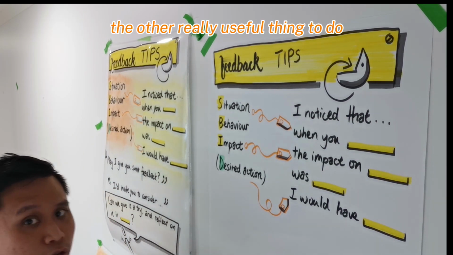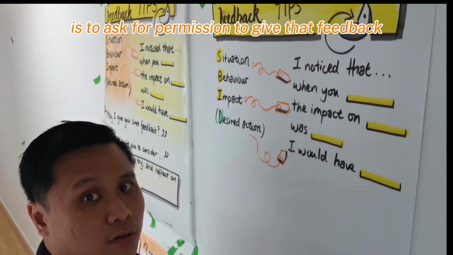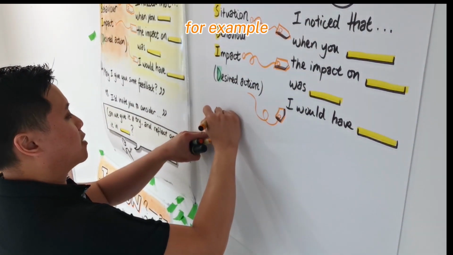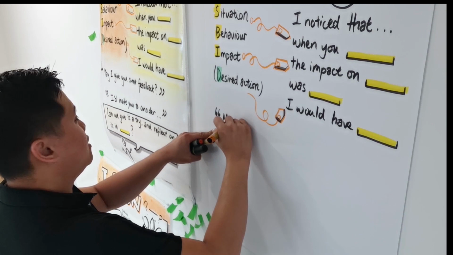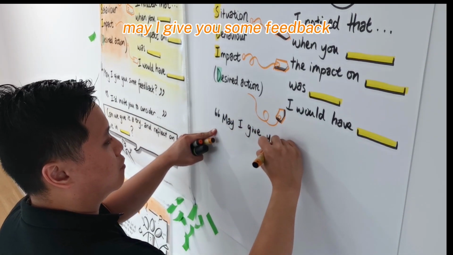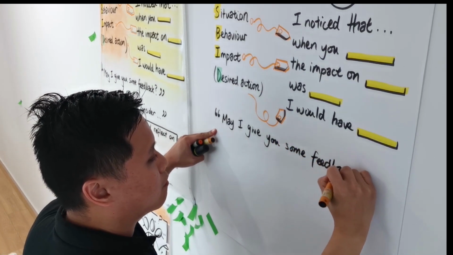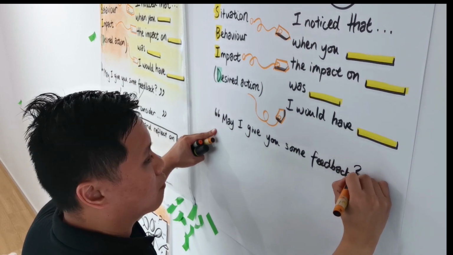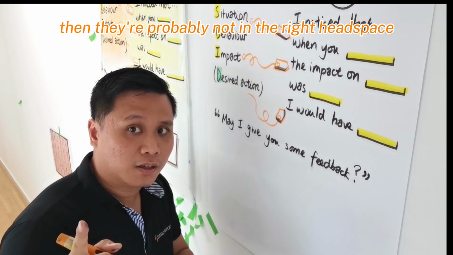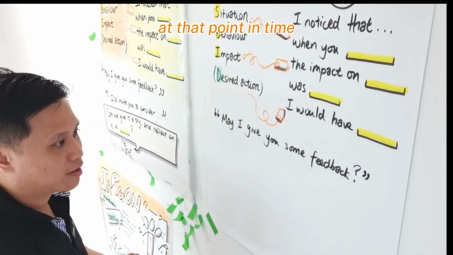The other really useful thing to do when you are giving someone feedback is to ask for permission to give that feedback. For example, may I give you some feedback? And if they say no, then they're probably not in the right headspace and you probably don't want to be giving them feedback at that point in time.